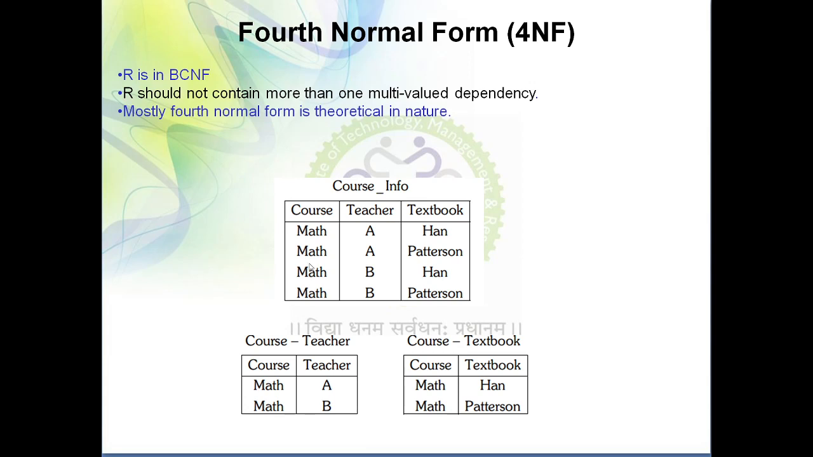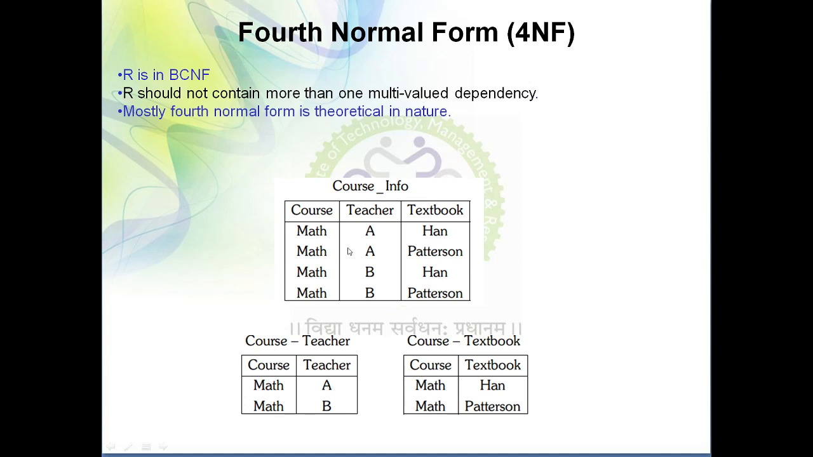Now let's check. Between course and teacher, a one-to-many kind of relationship is there. Yes, course is math and teacher is A and B, so one-to-many relationship. Between course and textbook, a one-to-many relationship is there. For math, the textbooks are Han and Patterson, so one-to-many. Again, between teacher and textbook, the teacher is referring to book Han, and the teacher is referring to book Patterson. So there are three one-to-many kind of relationships in this particular table. That's why this table is not in fourth normal form.